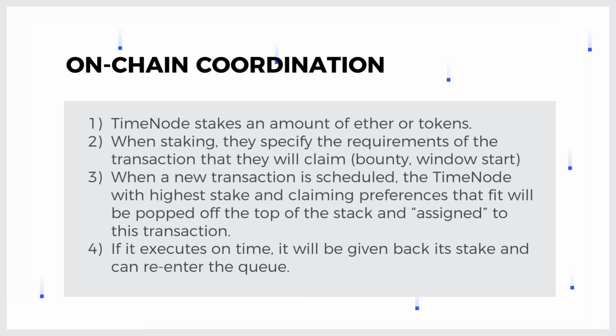And then every time a new transaction is scheduled with these preferences, the time node with the highest bounty will get assigned to this transaction. So it kind of protects the time node because they get to say how long in the future they're willing to accept this transaction and how much bounty they'll get paid. And then the user knows that if there's a queue, one of the time nodes will get assigned to it. So they get kind of the insurance that their transaction will be executed as well.